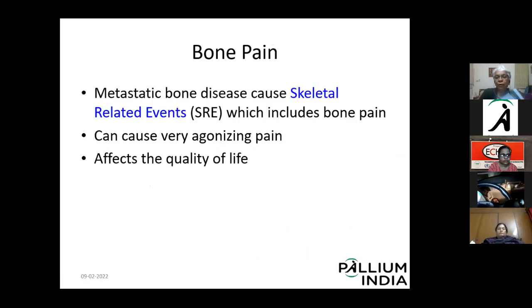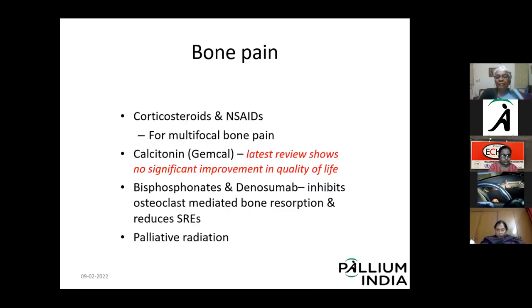Bone pain is another cause of very severe agonizing pain. And this is because of the skeletal related events that occur because of metastatic bone disease. The various drugs that can be used are corticosteroids and NSAIDs for multifocal bone pain, and calcitonin or Gemcal.